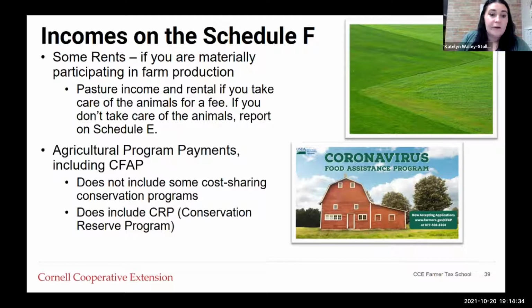Other incomes, agricultural program payments, which Nicole's going to get into a little bit more later on, including CFAP, depending on the program. So some programs, for example, cost share conservation programs, some of them are not claimed and other ones are. So this is again a gray area that you get to have a really good conversation with your tax accountant. And this is why we definitely encourage you to work with an accountant that's familiar with farms and familiar with these different programs through organizations like the USDA.